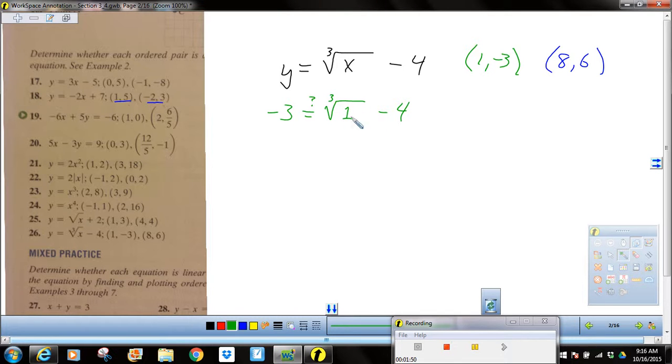In case you're unfamiliar with this, this means what to the third power would equal 1. What is the third root of 1? And the thing I would have to multiply by itself 3 times to get 1 would be 1. 1 times 1 times 1 is 1. And 1 minus 4 is -3. So -3 equals -3. I can say 1, -3 is a solution.